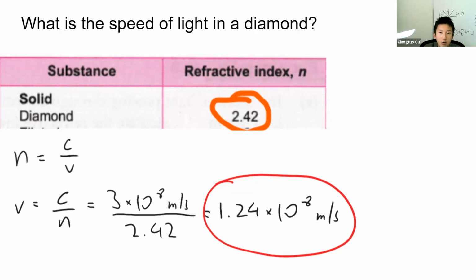Can an electron go faster than light in a diamond? I don't think so. Diamond number 1 slows down light, and number 2, I'm pretty sure nothing can go faster than the speed of light. Oh, never mind.